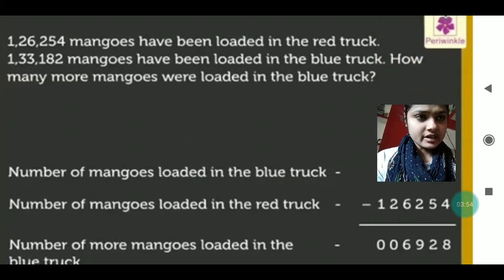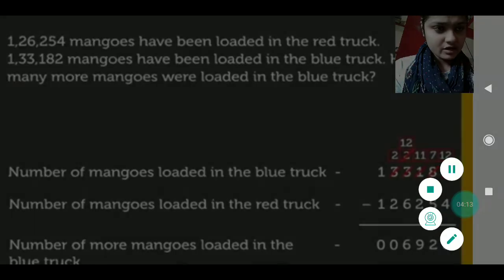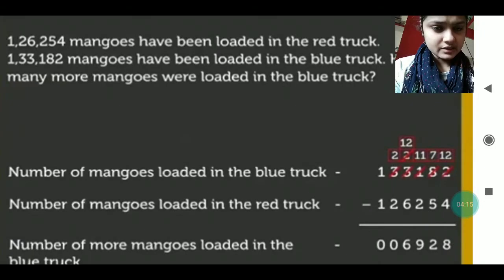How many of the mangoes were loaded in the blue truck? This much has been loaded in the blue truck. How many more have been loaded in the blue truck? So that can be calculated by subtracting only. Just see.